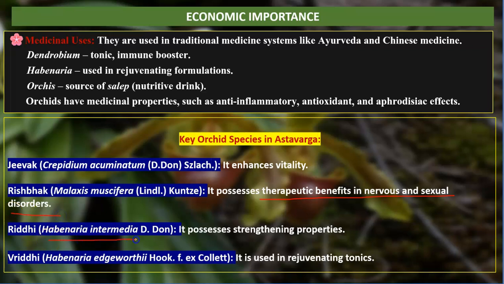Now, Habenaria intermedia. It is also known as Riddhi as a local name and it possesses strengthening properties. Fourth one is Habenaria edgeworthii, locally called Vriddhi, and it is used in rejuvenating tonics.